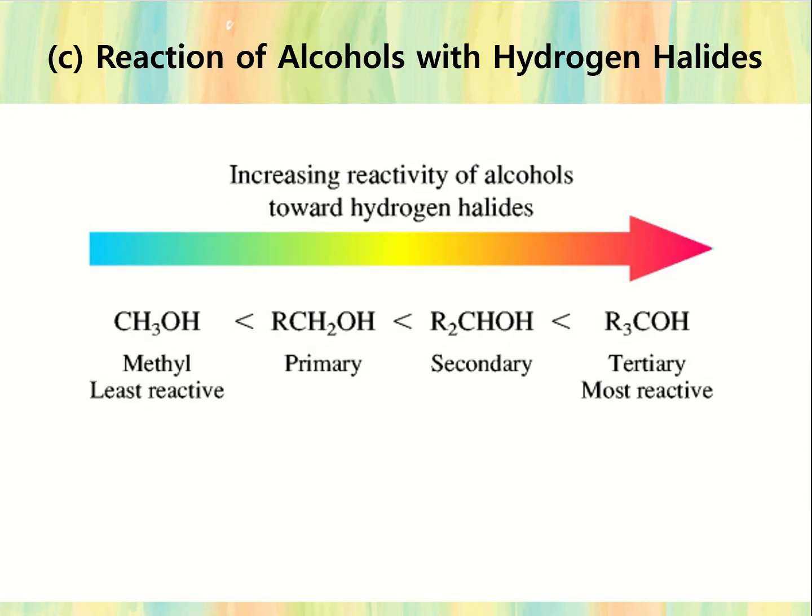And with regards to the reaction of alcohols with hydrogen halides, the arrow shows the increase in reactivity of alcohols towards hydrogen halides. So our tertiary alcohols are most reactive, while our methyl and primary are the least reactive towards our hydrogen halides.